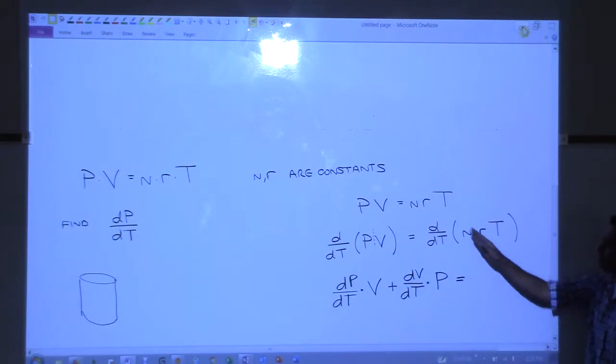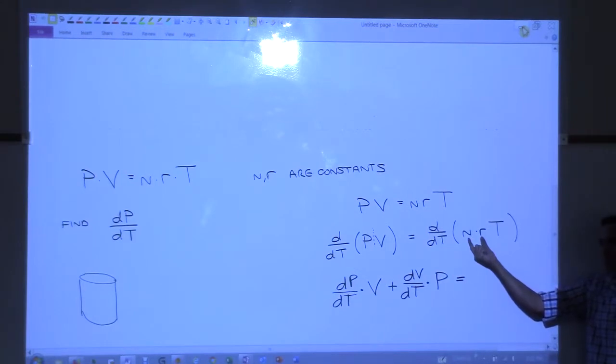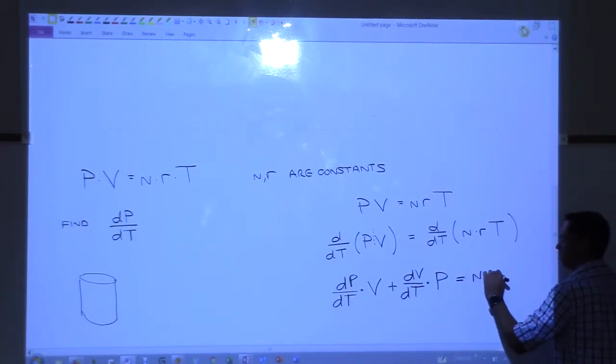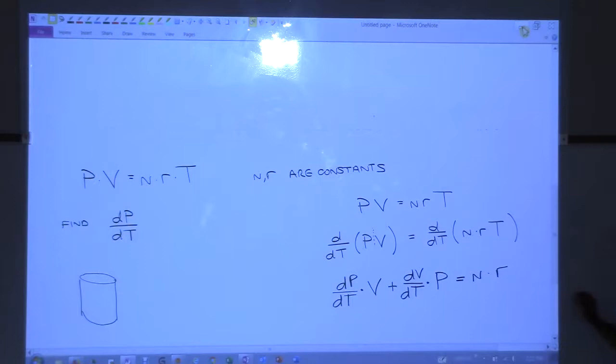Equals, now, the derivative with respect to T of this side. Now you might be thinking triple product and start getting sick. However, n and R are constants, aren't they? So they just come for the ride. And then all I need is the derivative of capital T with respect to T. So it should just be 1, right? Plus, times the constants. So just n times R. Any questions on that?